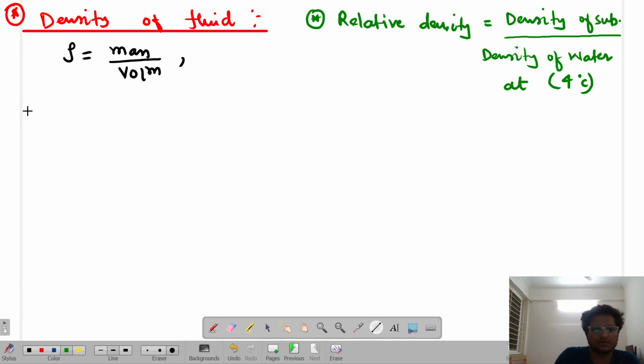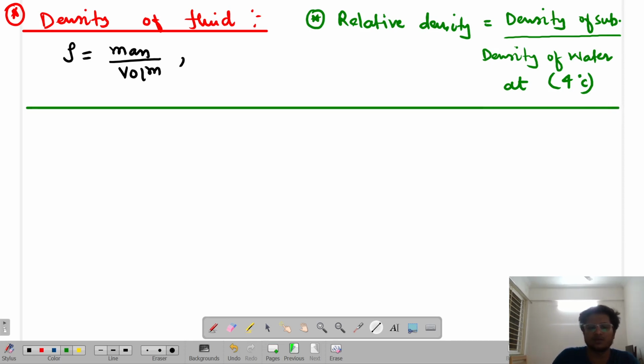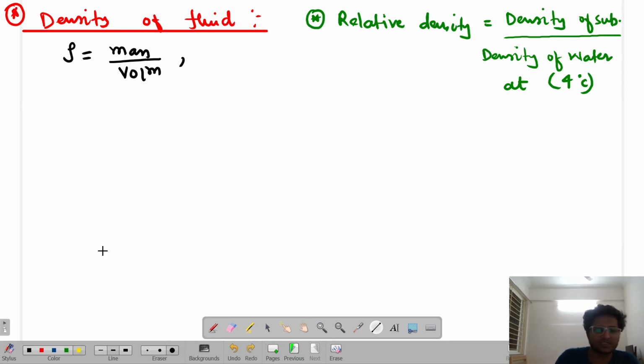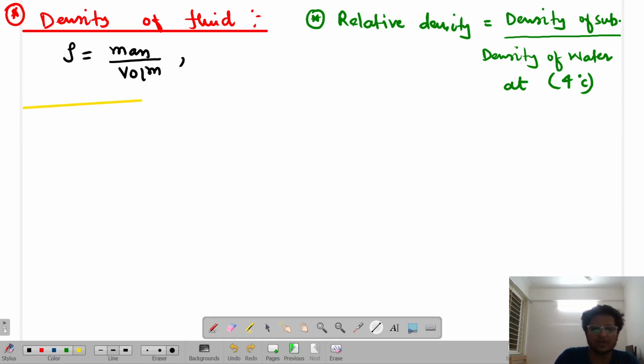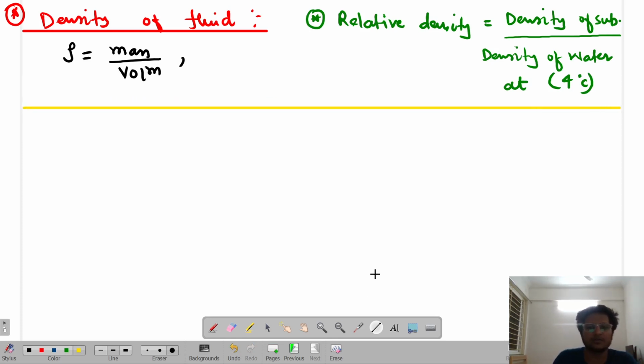Are you able to get me or not? Yeah, it's a relative term basically. That's what I told you, that's why we defined the concept of a relative density. Are you able to get me or not?